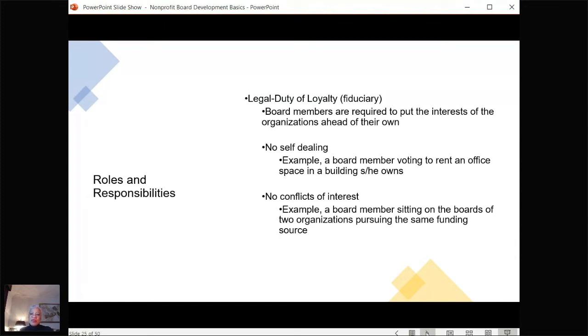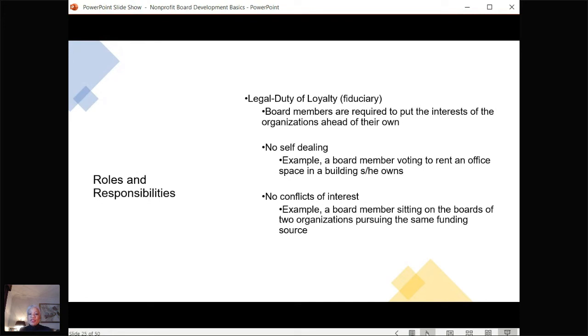For example, there may be people who sit on two boards, one of which is yours, but these two boards may be going after the same funding source. That could be a potential conflict of interest. Well, it is a conflict of interest, but it could also be problematic in that sometimes people sit on board X so that they could take information away and support board Y, and it's not helping board X. So beware of those types of situations.